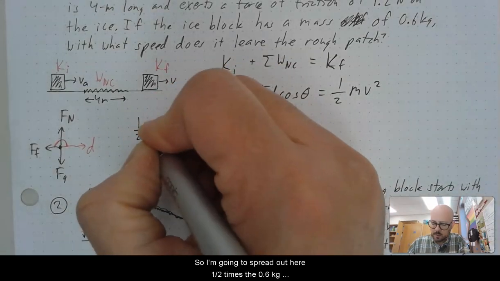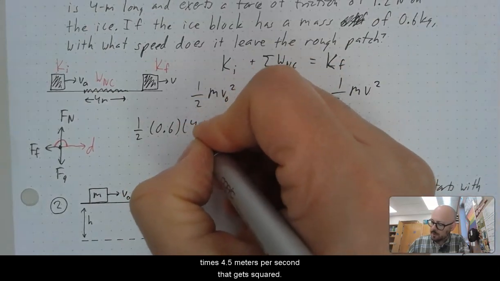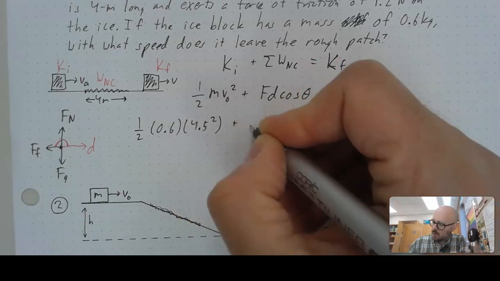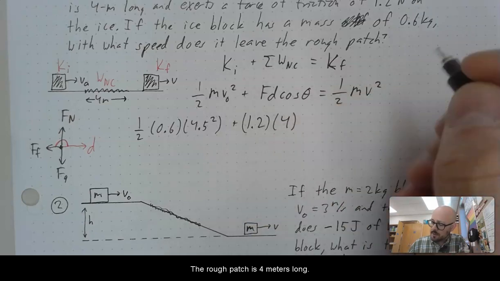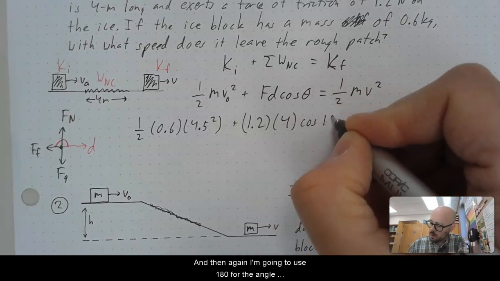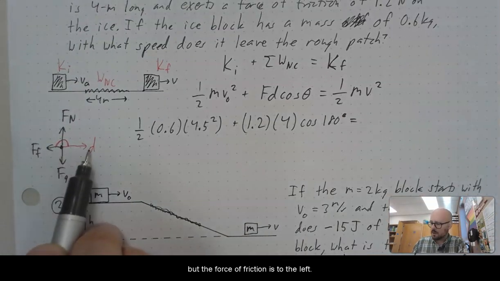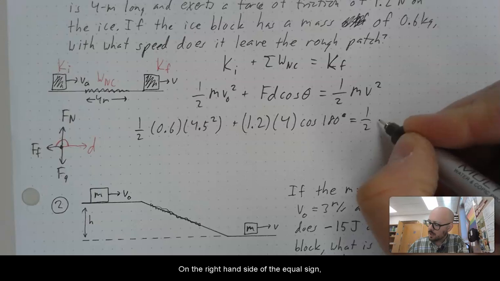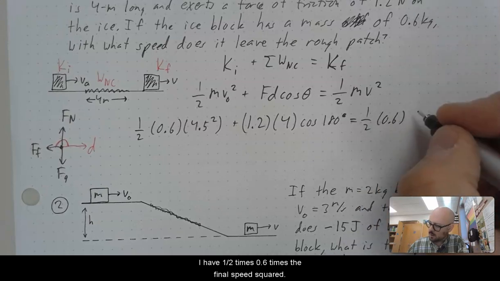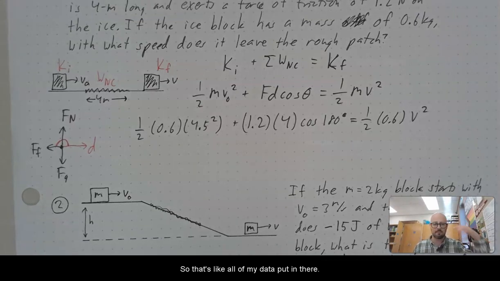So I'm going to spread out here. 1/2 times the 0.6 kilograms times 4.5 meters per second, that gets squared. The force of friction is 1.2 newtons. The rough patch is 4 meters long. And then again, I'm going to use 180 for the angle because the displacement is to the right, but the force of friction is to the left. On the right-hand side of the equal sign, I have 1/2 times 0.6 times the final speed squared. So that's all of my data put in there, and then I'm just going to calculate.